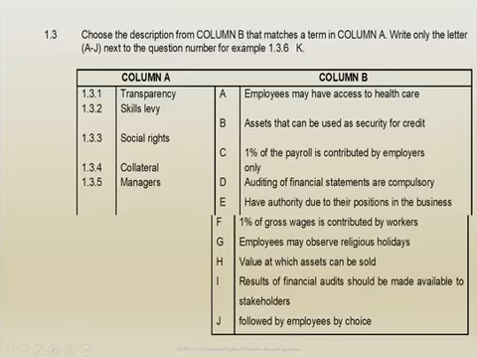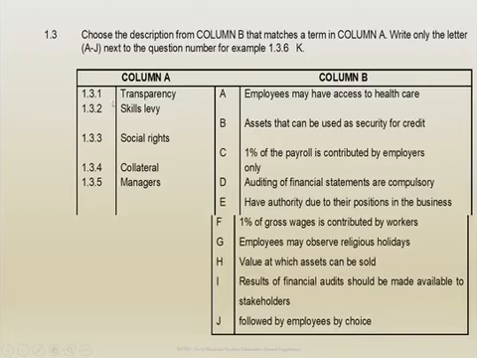So you've got to go through here. Employees may have access to health care. Is that described in column A? No, it's not there. Okay, so that's not an alternative. What I would do, I would go to column A, read through the concept here, and see if any of those matches what is in column B.